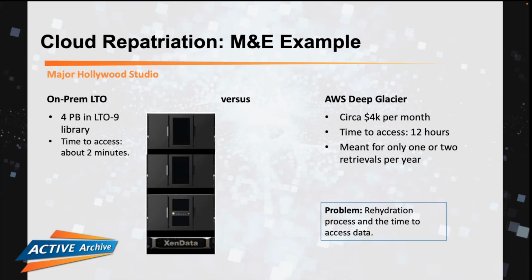The Deep Glacier alternative would involve the users initiating a rehydration of the required files and then waiting for about 12 hours before they were then available for download. This would have been a major deterioration of performance and would likely result in lots of internal support calls with users frustrated by the delays. So in summary, this example is not a repatriation per se, but it illustrates the benefits of LTO on-prem when dealing with petabytes of long-term storage.